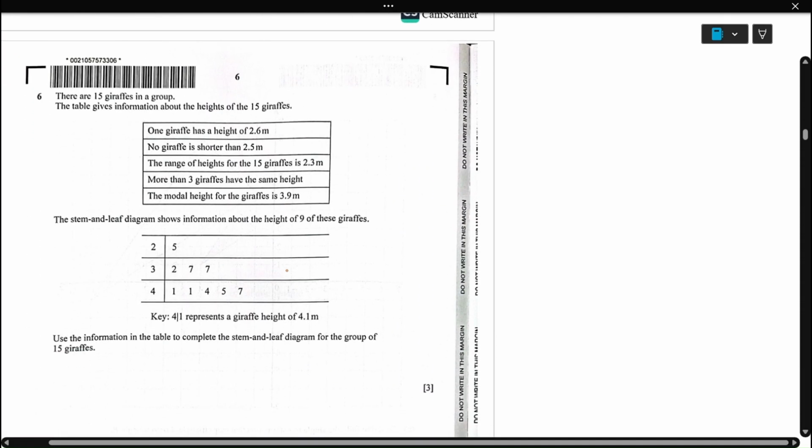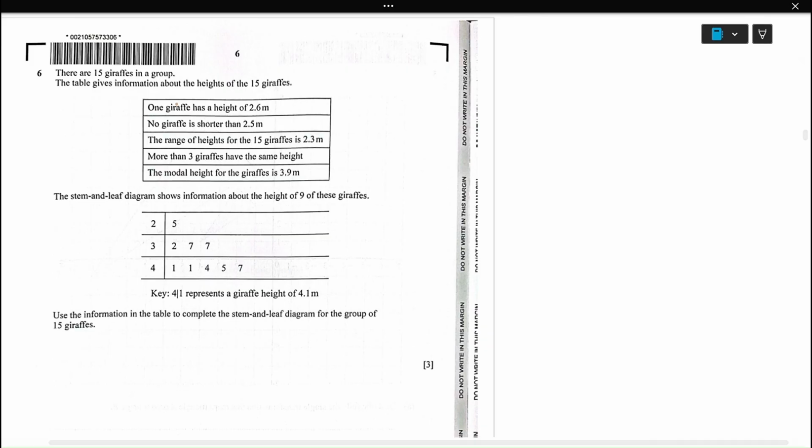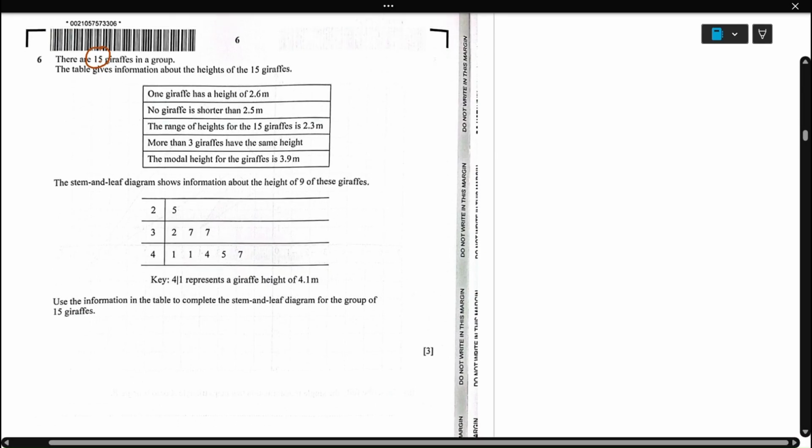Next, question number 6. There are 15 giraffes in a group. Total 15 are there. The table gives the information about the height of the giraffes. One giraffe has a height of 2.6. No giraffe is shorter than 2.5. The range of the heights for the 15 giraffes is 2.3 meters. More than 3 giraffes have the same height. The mode height of the giraffe is 3.9.